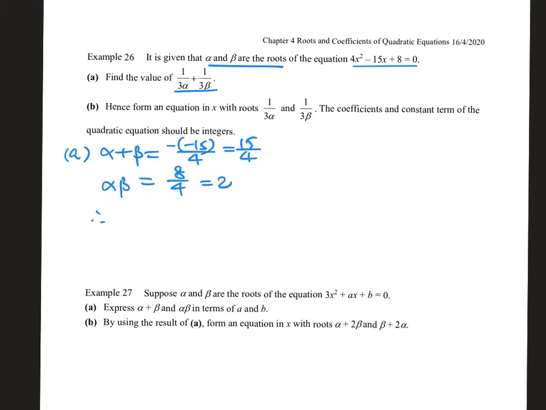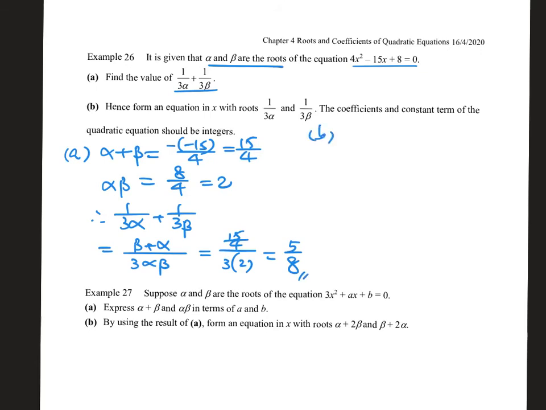Now we come to example 26. You see alpha and beta are the roots of the equation, and you have to find the value of 1 over 3 alpha plus 1 over 3 beta. As mentioned before, first of all, don't look at the question, but immediately write down alpha plus beta and alpha beta. The sum of roots should be minus b over a. The number is not nice this time, it's a fraction, 15 over 4, while alpha beta should be c over a, which is 2. Then 1 over 3 alpha plus 1 over 3 beta, by putting the fractions together, is (beta plus alpha) over 3 alpha beta, which by calculator you can do quite quickly. Finally, it's 5 over 8.